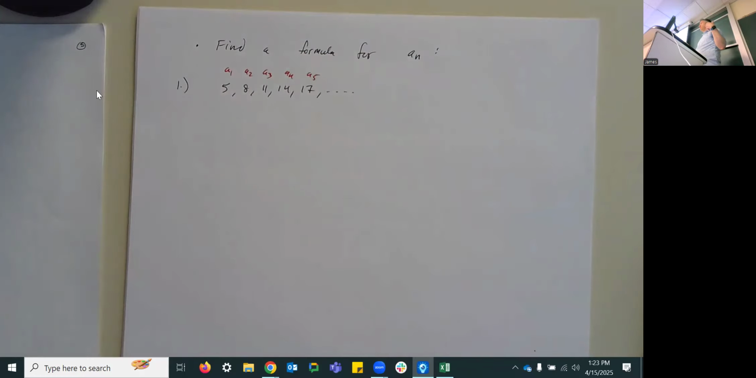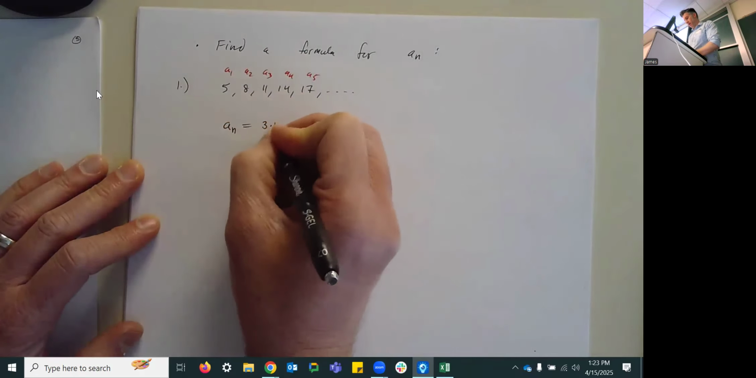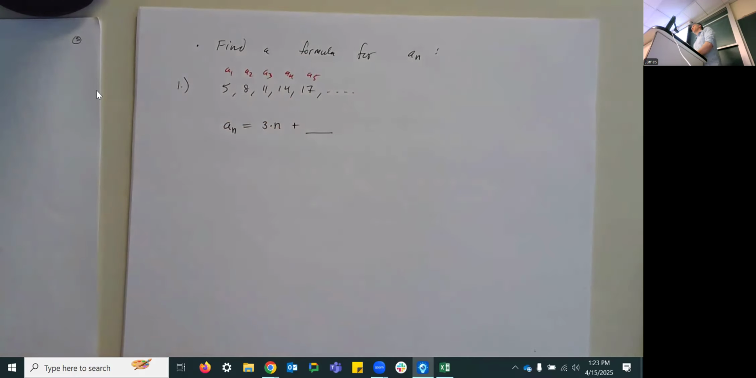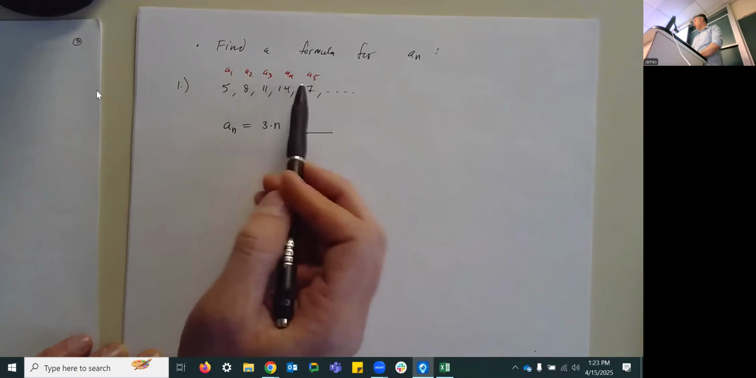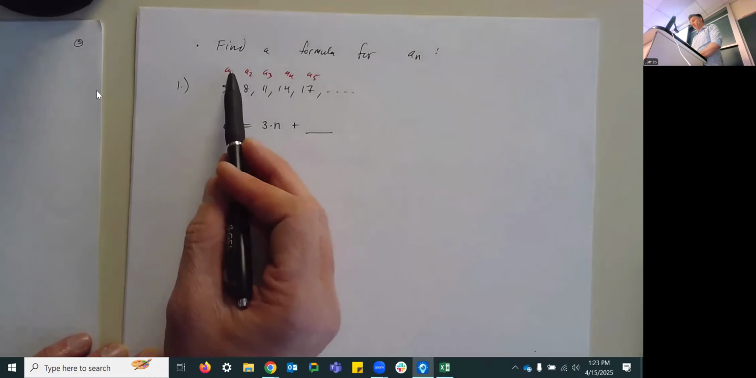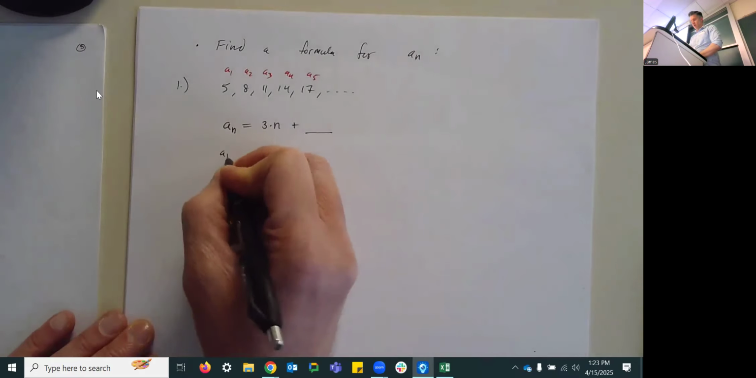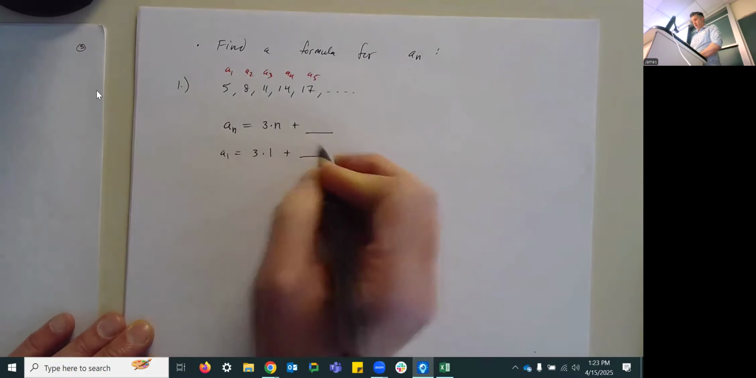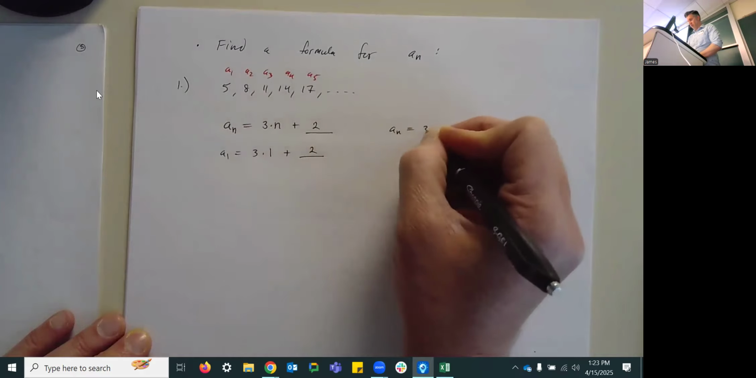What do we notice about our sequence? What's happening every time we go to the next term? We're adding 3 each time. So that means that we can think of our formula for a sub n as being 3 times n plus something. Why 3 times n? Well, every time we increase n by 1, right? n is the index or the subscript of our a sub whatever. The value increases by 3. So if our thing increases by 1 and we want to increase it by 3, multiply by 3. And then if I plug in n equal to 1, my a sub 1 is going to be 3 times 1 plus, I need 2 to get to 5. So that's what I need there. So my a sub n is 3n plus 2.